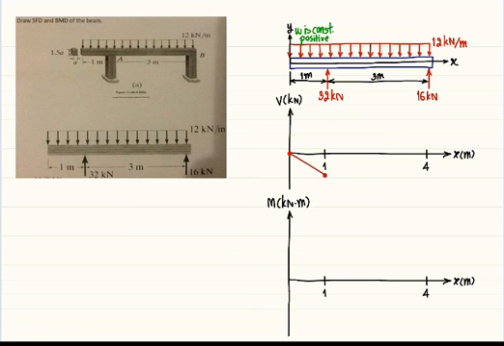And the value here can be found from the relation: delta V can be found from the area under W. So we can find the V value from this area.